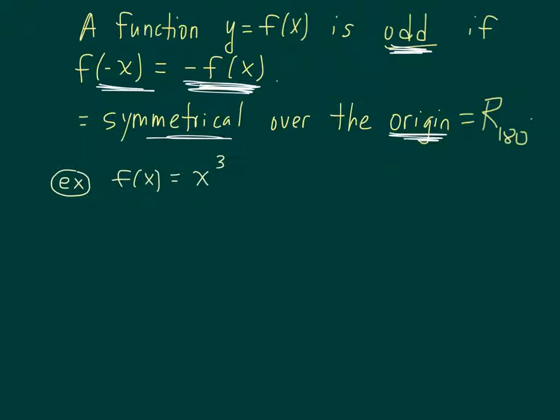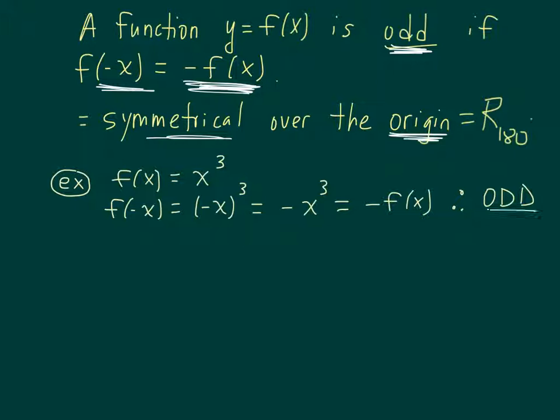So let's look at an example. Here's a pretty simple one. f of x equals x cubed. The test here is to plug in negative x, just like it was for the even functions. If we plug in negative x, notice our final result here is negative x cubed. And notice how that is the negation of what we started with, f of x. So therefore, we say this is an odd function.